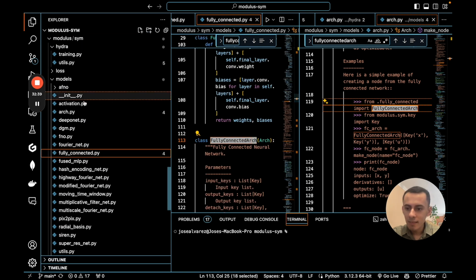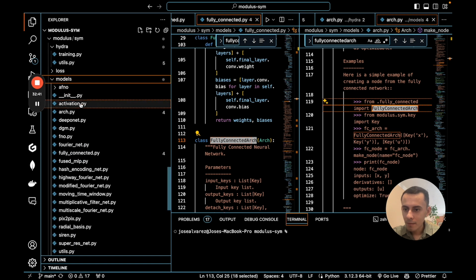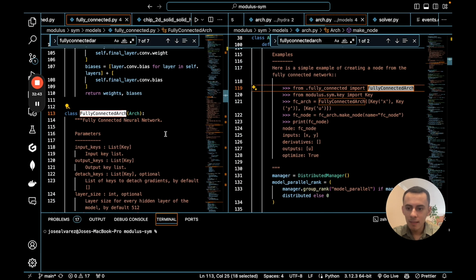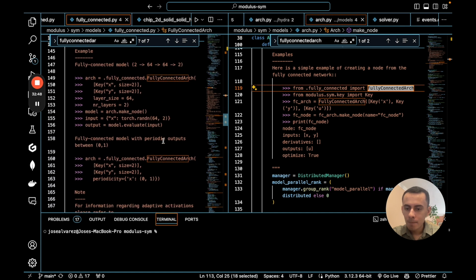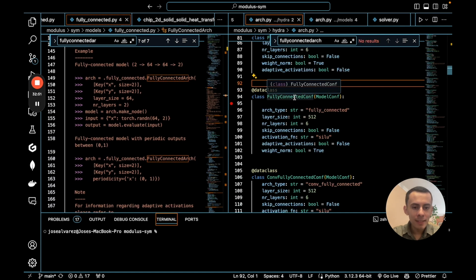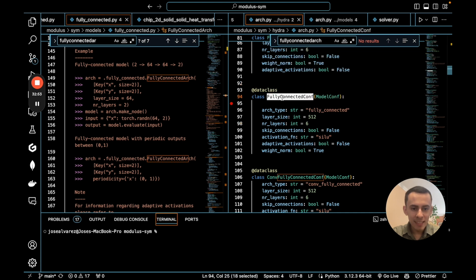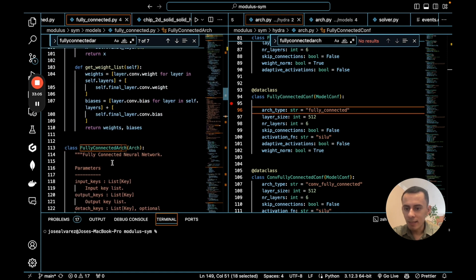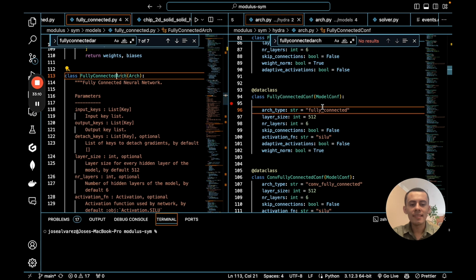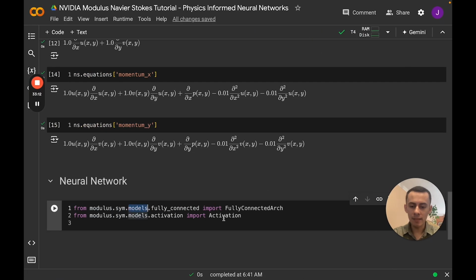Oh, so it's here. Interesting. Models, and it has its own thing. Yeah, so the fully connected configuration is just a configuration, but in reality, it doesn't instantiate the fully connected architecture. You need to use the class fully connected architecture in this file, fully connected.py, to actually instantiate the fully connected architecture. Okay, got it. Interesting.